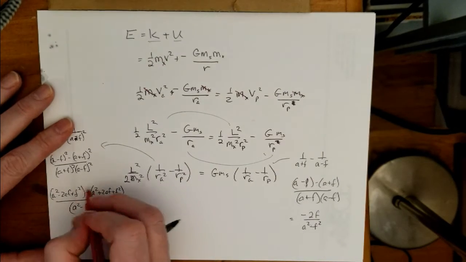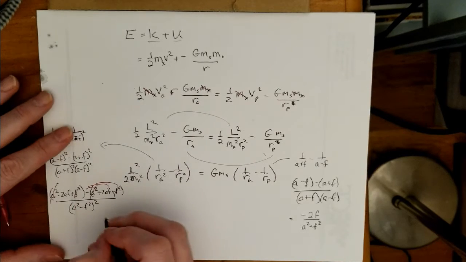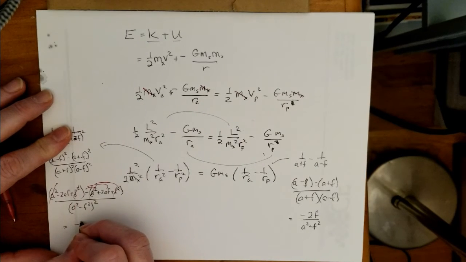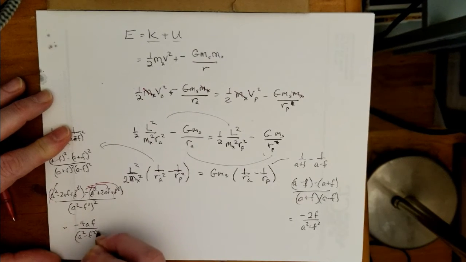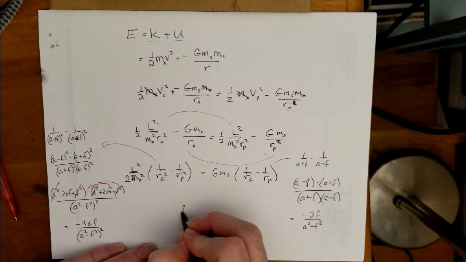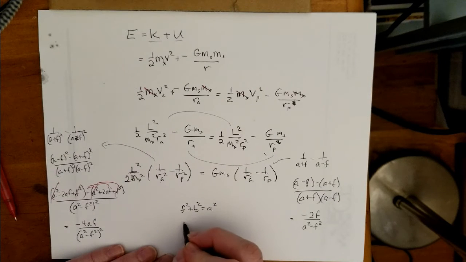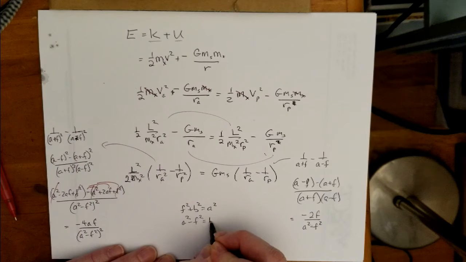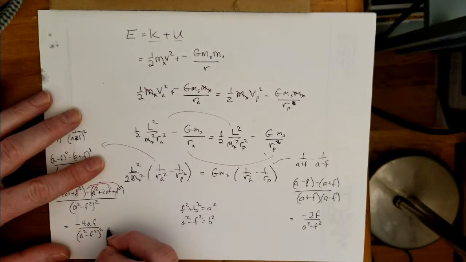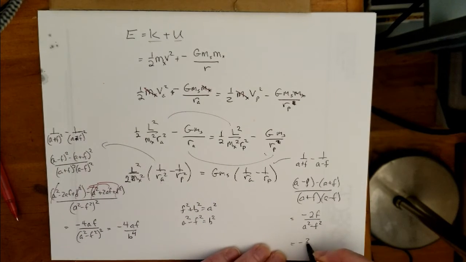Up on top, when you distribute the minus sign here, the a squareds cancel out, the f squareds cancel out, and we're left with negative 4af over (a squared minus f squared) squared. If you recall back to the ellipse, I know that f squared plus b squared is equal to a squared. Therefore, a squared minus f squared is equal to b squared. So this just becomes negative 4af over (b squared) squared, or b to the fourth, and this becomes negative 2f over b squared.